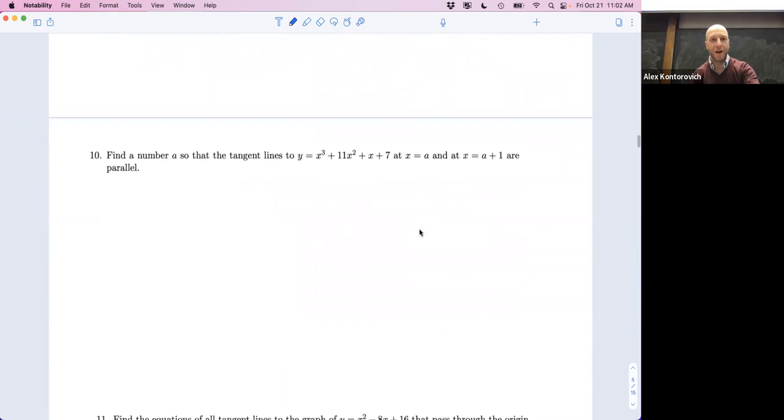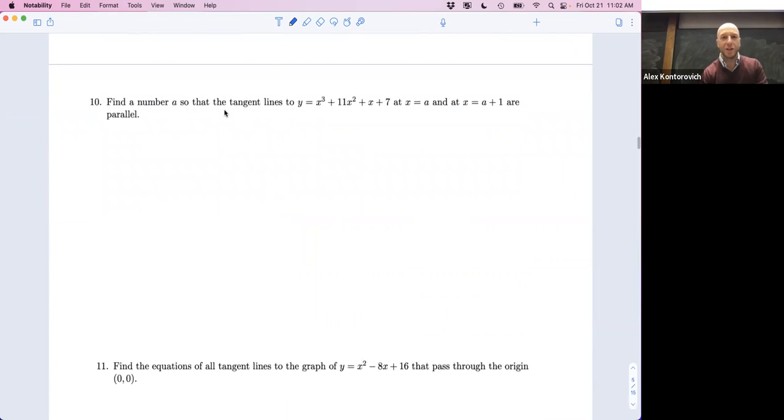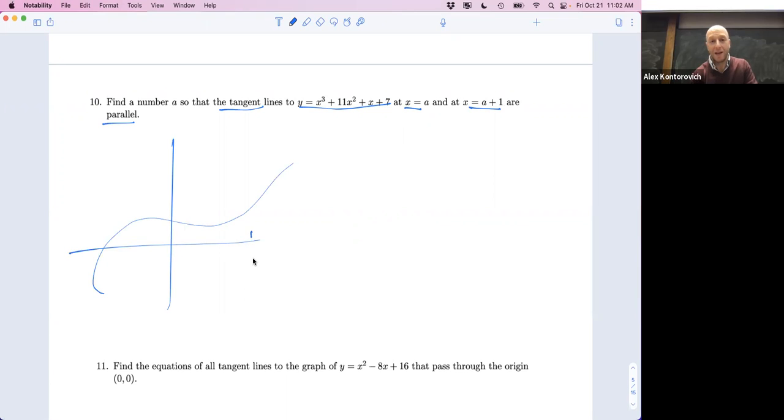All right. Find a number a so that the tangent lines to this at a and at a plus 1 are parallel. What the hell? I have a cubic here. I don't know what it looks like. It's some kind of thing, whatever. At x equals a, wherever that is, and a plus 1, I want to know that the tangent lines are parallel at these two points.